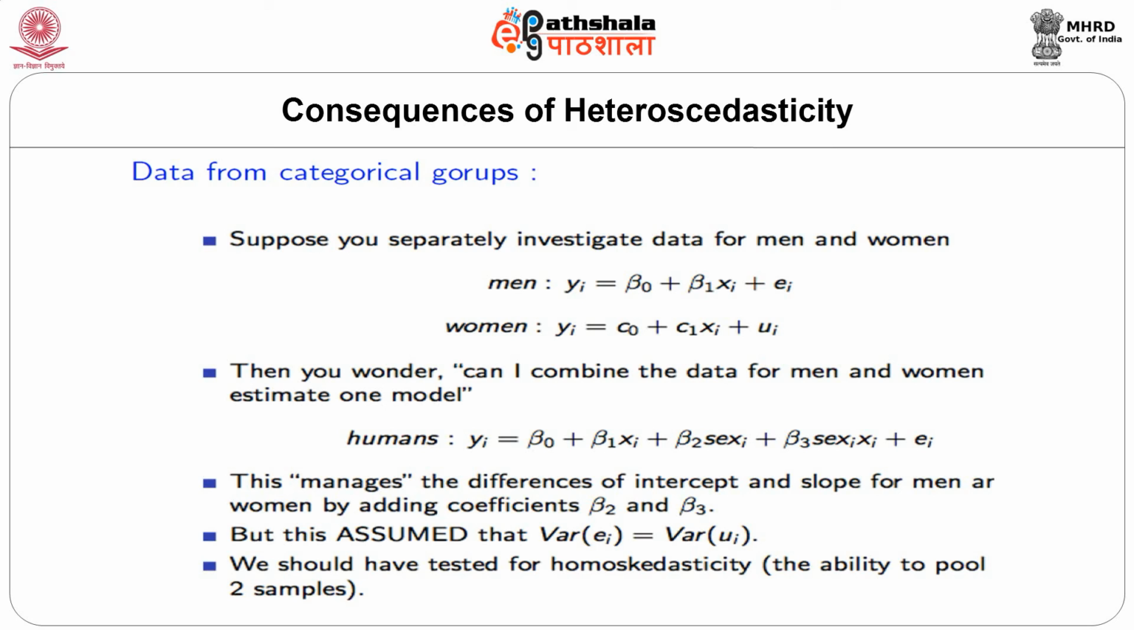In that case, the model would look somewhat like this: yi equals beta naught plus beta 1 xi plus beta 2 sex plus beta 3 sex times xi plus ei, where sex is a dichotomous variable which takes the value 1 if it is male and 0 if it is female. But in this model we have assumed that variance of ei equals the variance of ui. We should have tested for homoscedasticity, because if there is no homoscedasticity, we cannot pool the variances in the cases.